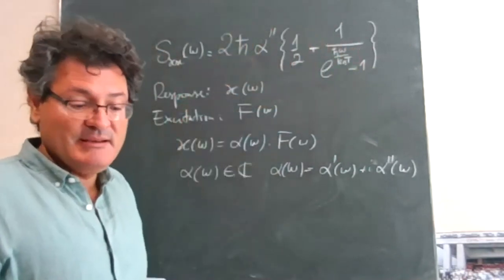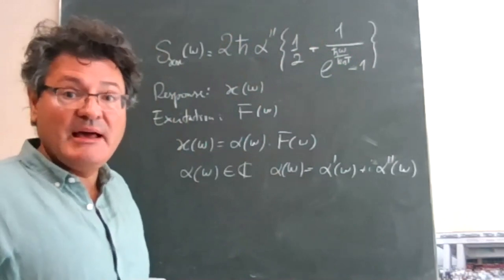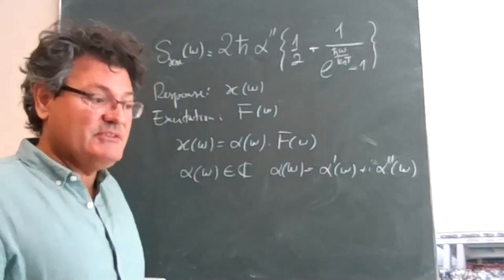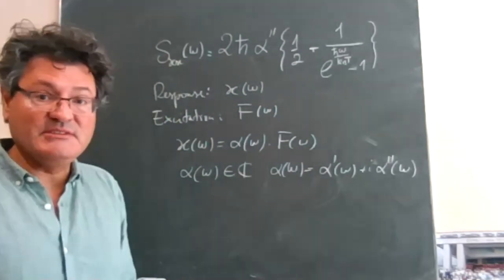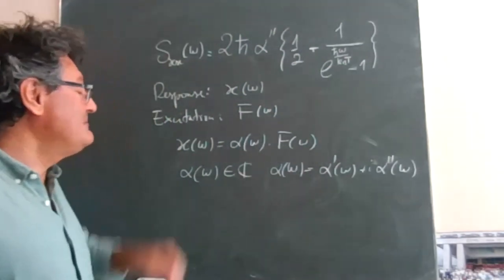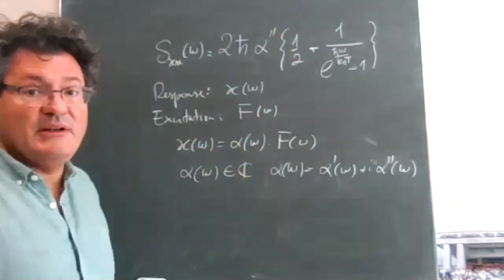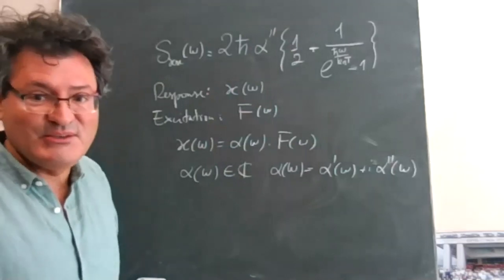Okay, and this is reflected, for example, in the black body radiation. If the black body radiation is considered as the thermal noise of the electromagnetic field in the cavity, in the oven, well, we'll see that the spectrum goes to 0 when omega goes to infinity, which is really good.